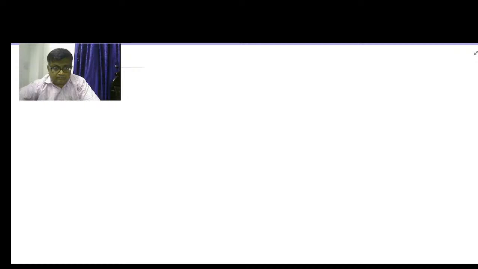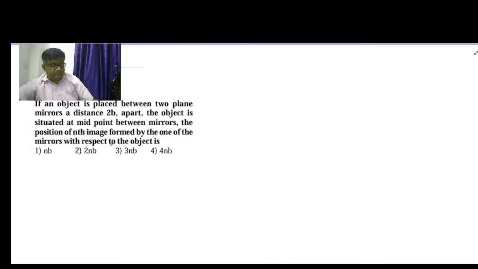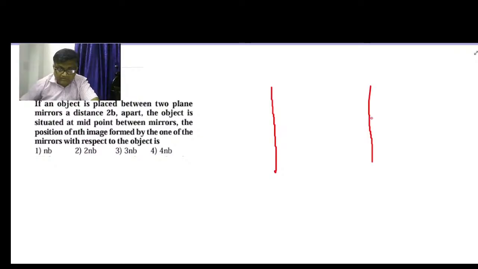That is this problem, which is an interesting problem. Okay. So you can read the question. Basically, there are 2 plane mirrors which are separated by a distance of 2b, and the object is situated at the midpoint between the 2 mirrors. Like you can say that there are 2 mirrors like this. This is one mirror and this is another mirror.